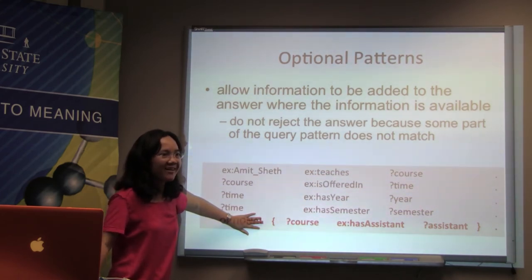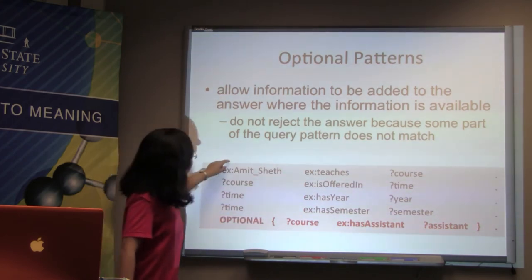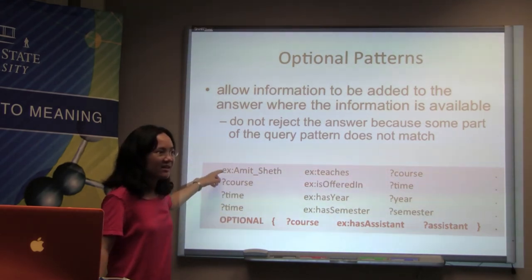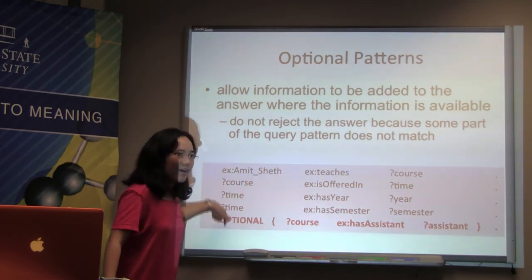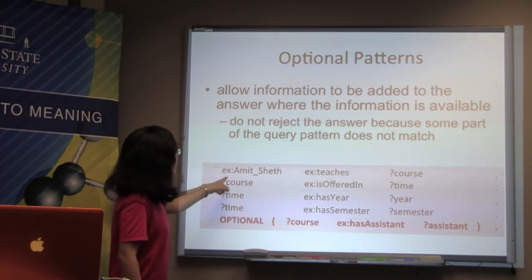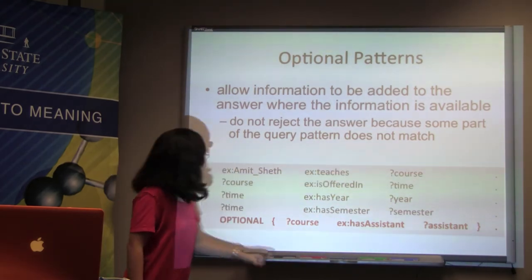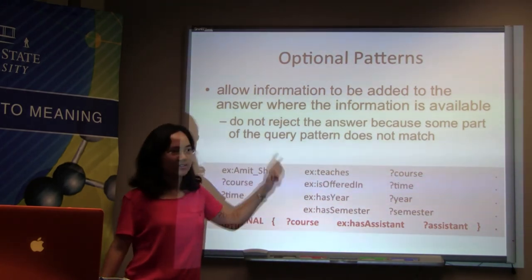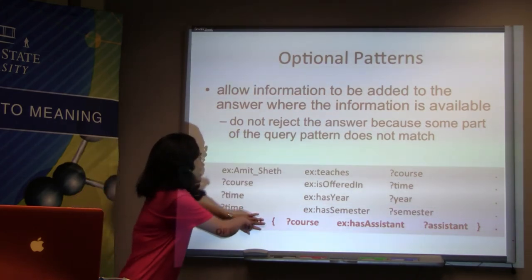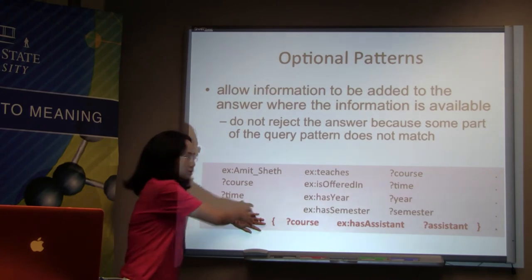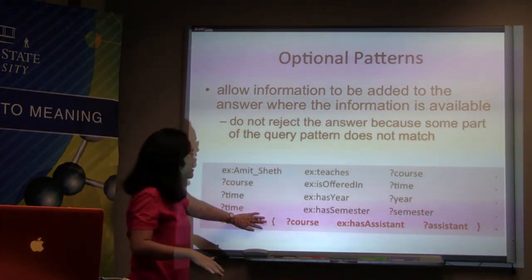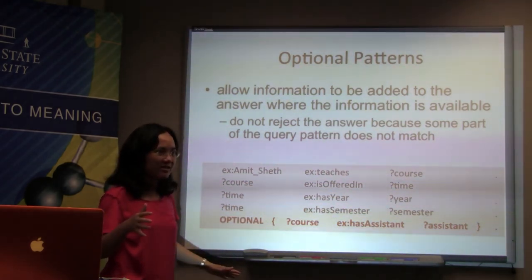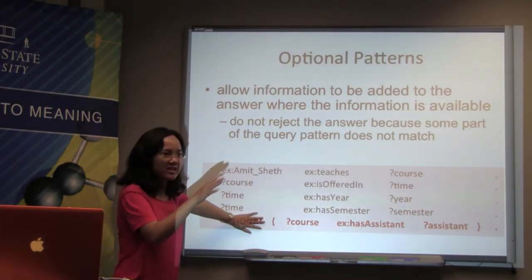Do you know why? Because the way these triple patterns are interpreted is that it implicitly puts a logical AND between the triple patterns. That means any course is offered sometime, and that time is year and semester. If we say and the course has an assistant, and we remove the optional, then these graph patterns don't match any subgraph in our knowledge base. Because of that, the result is empty.